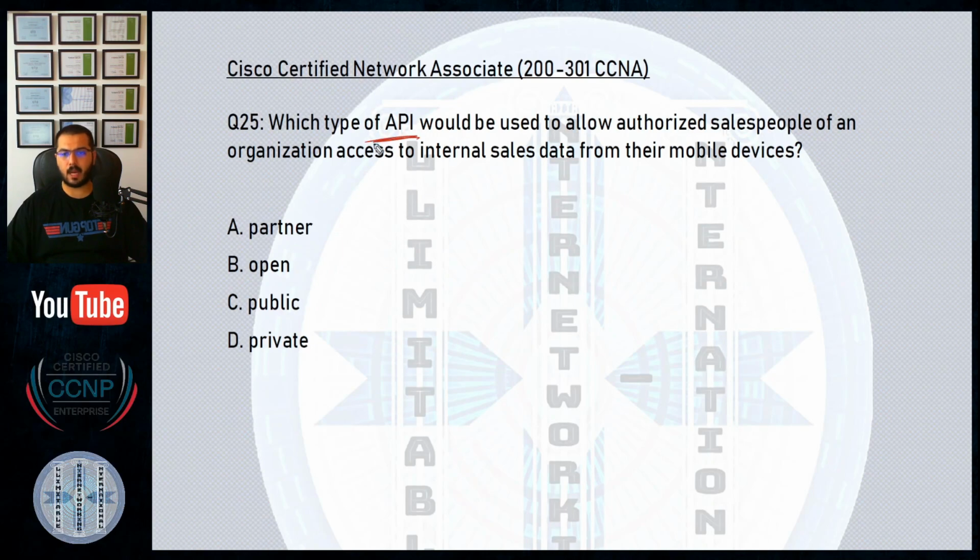Which type of API would be used to allow authorized sales people, employees in the sales department of an organization, to access the internal database of their department from their mobile devices? This is something that should be private, using a private API that travels from the mobile phone of this person. Why does this guy have a small screen?